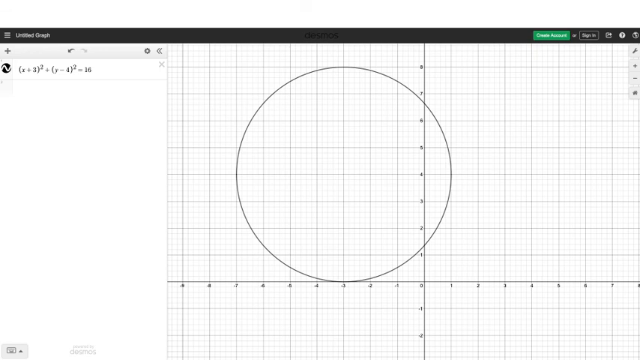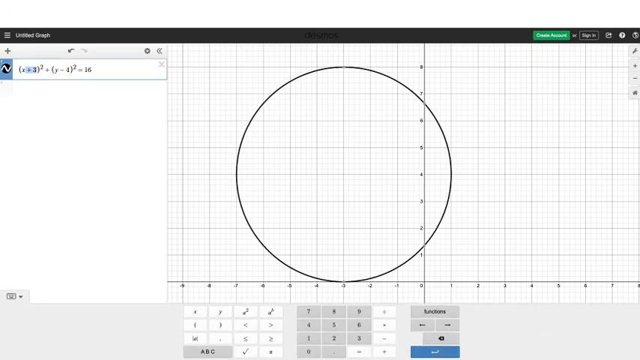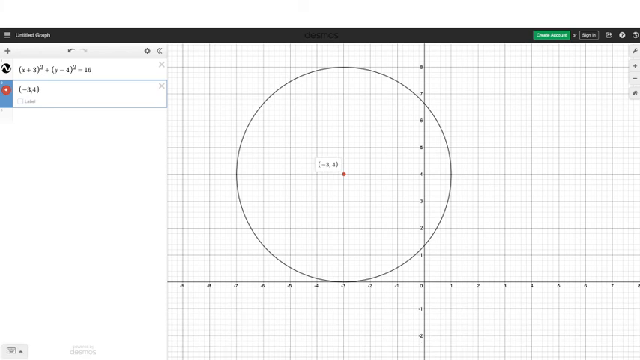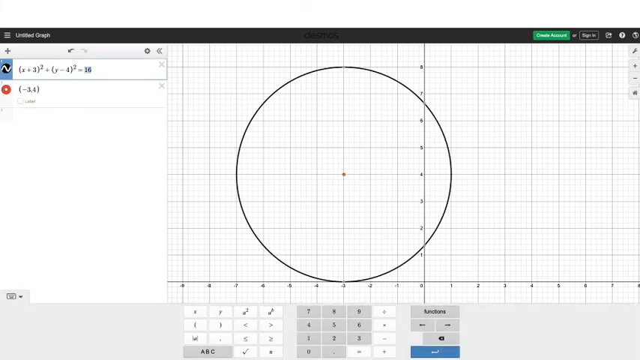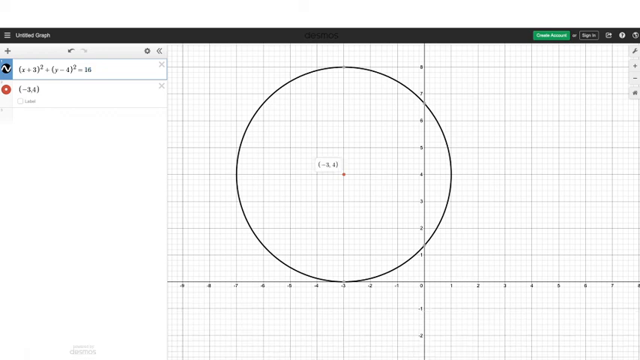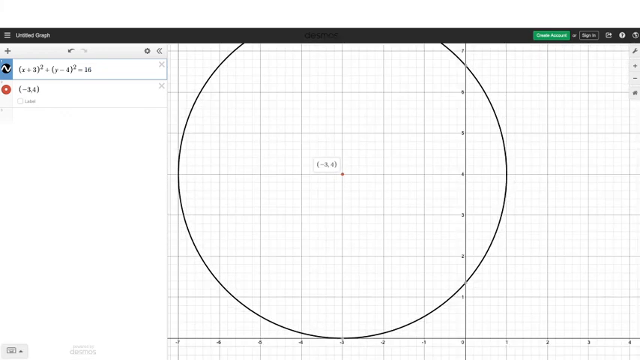So when you look at this, you say, okay, well, that's +3. So we do the opposite. So that would be -3. And then this is -4. So I'd say that my y is +4. Yep, that is the center of that circle. And then you say the square root of 16 is 4. So the radius of this circle must be a 4. And if I zoom in, 1, 2, 3, 4.